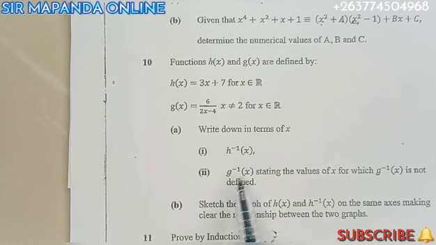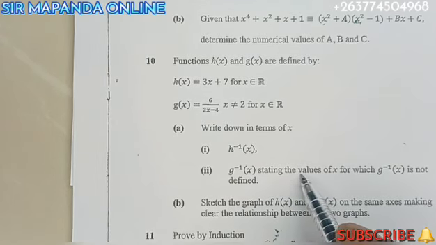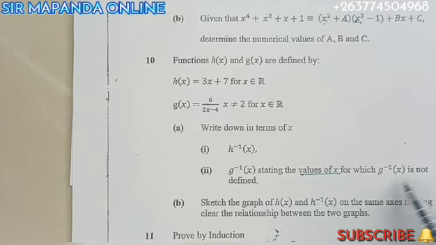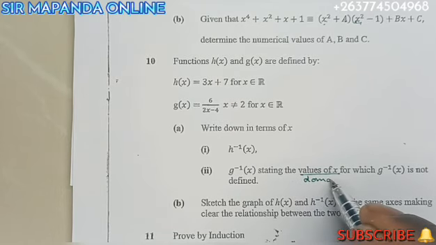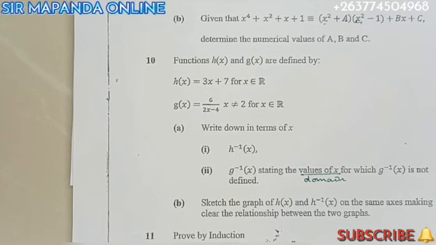Write down in terms of x the inverse of g, stating the values of x for which the inverse of g is not defined. So the values of x for which the function is not defined, we refer to it as the domain. But the values of y for which the function is not defined is the range. So they want you to attach your answer with the domain. I hope you are following.